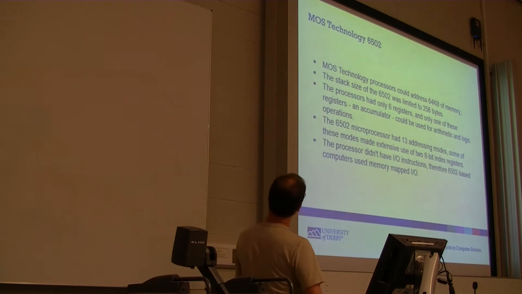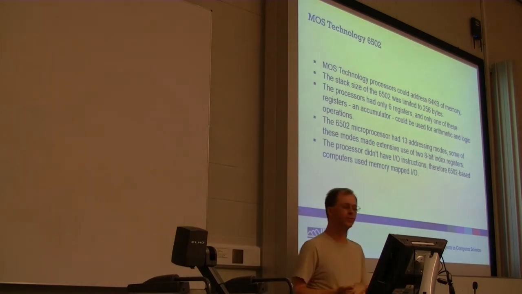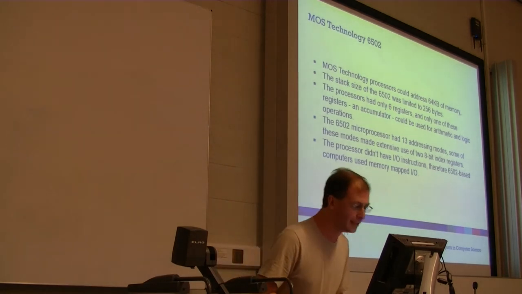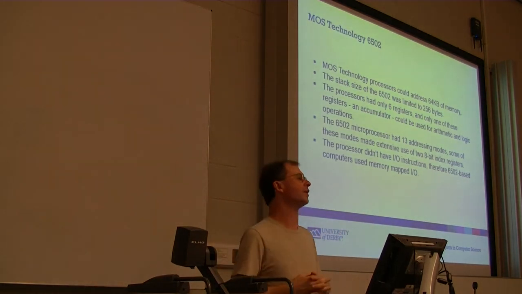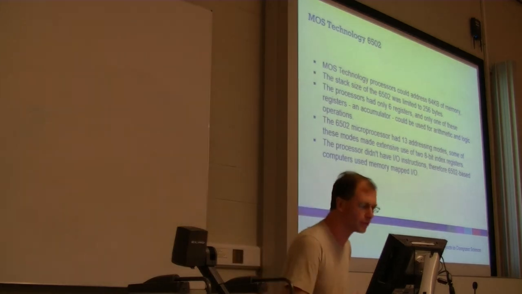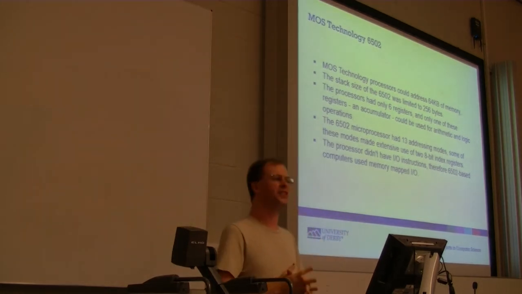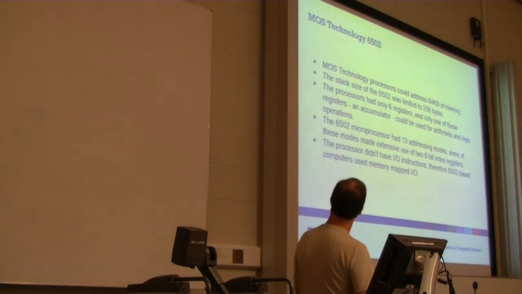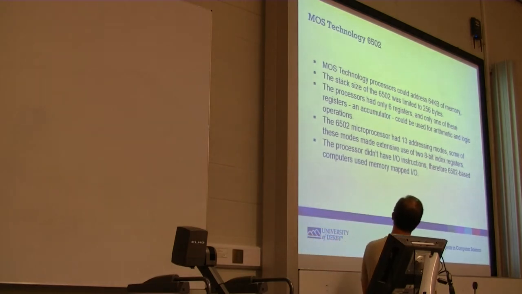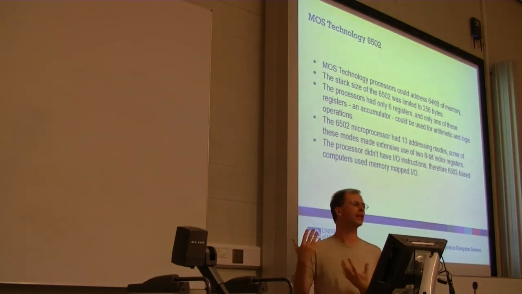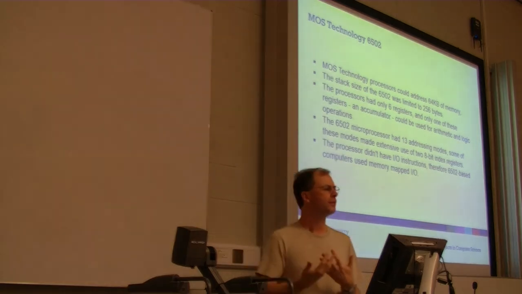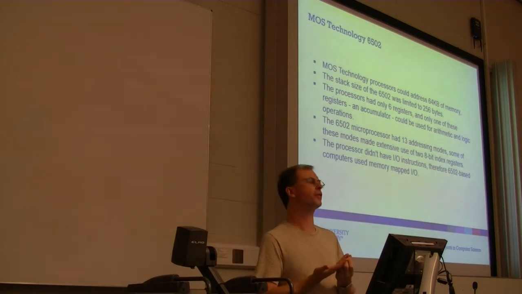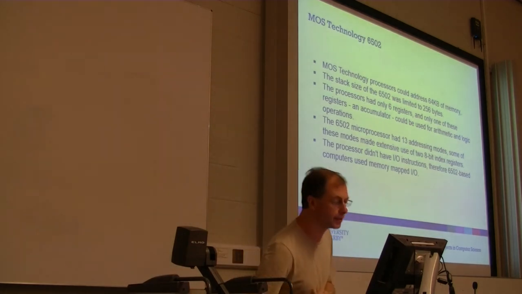At the same time, MOS Technology came out with a chip called the 6502. The key thing about this was that it was cheaper than the Intel one, and so it started to get adopted by quite a few manufacturers. It had the same address space as the Intel processor, so 64K, and was architecturally a little bit different. But for many years, these two processors were the mainstay of computers, the 6502 and the 8080.